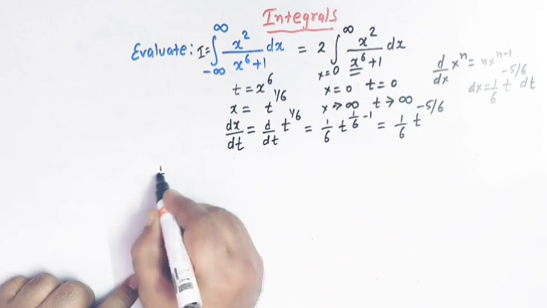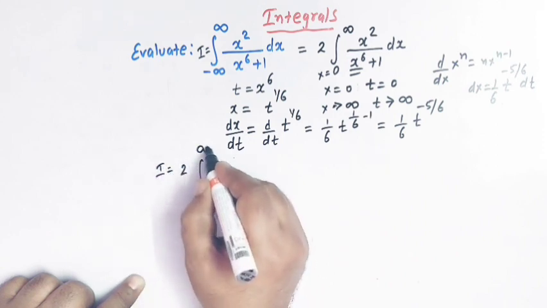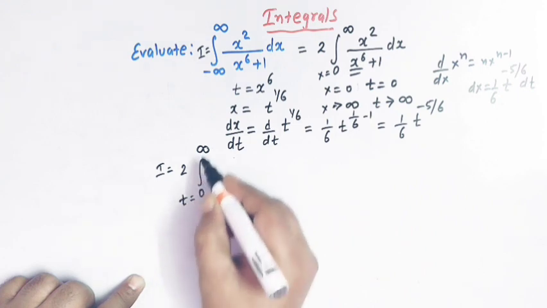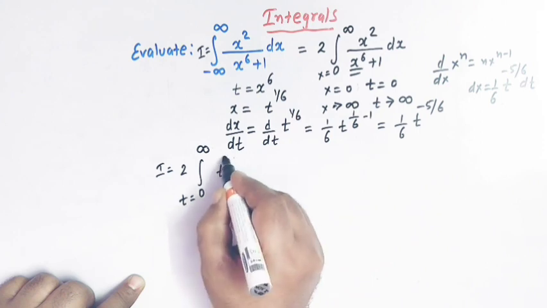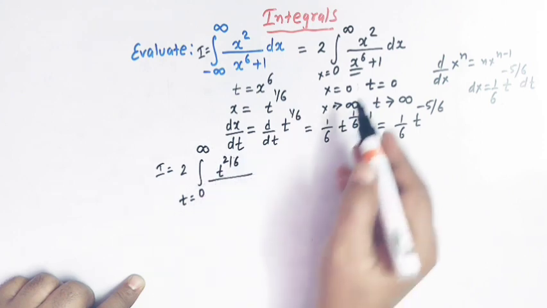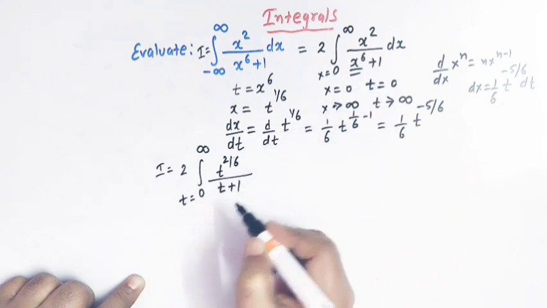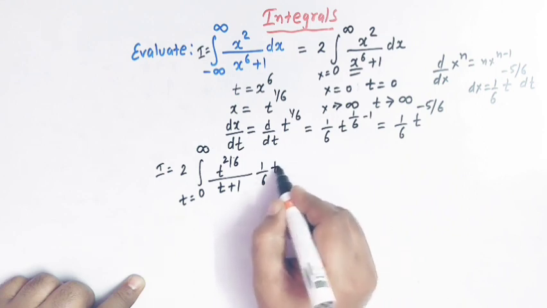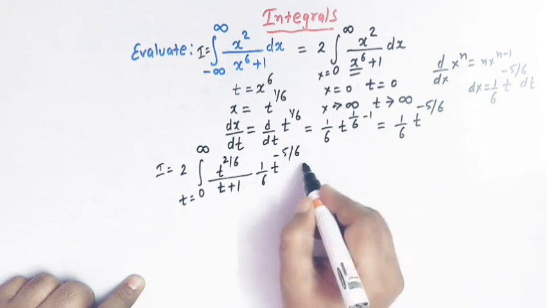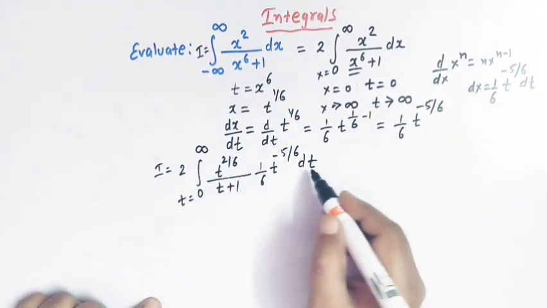So now I can be written as 2 times the integral, t varies from 0 to infinity, x squared can be written as t raised to 2 by 6, and in the denominator we have t plus 1, and dx is 1 by 6 t raised to minus 5 by 6 dt, right? So now let us rearrange the terms.